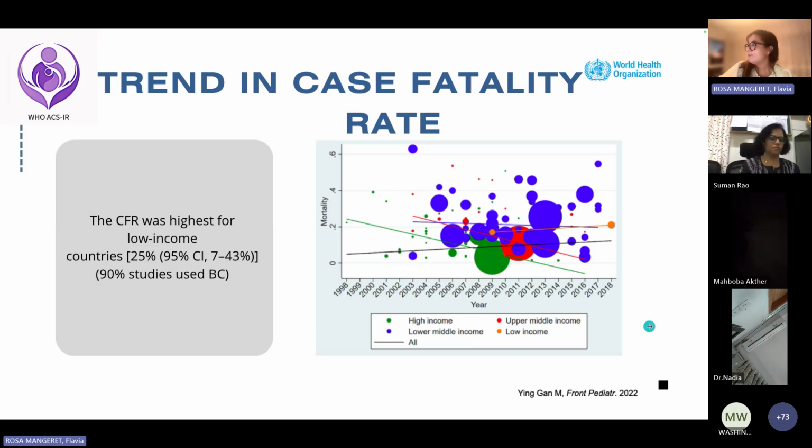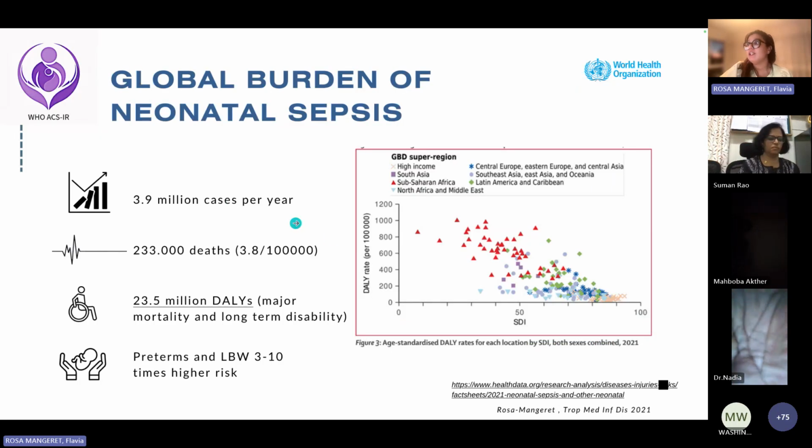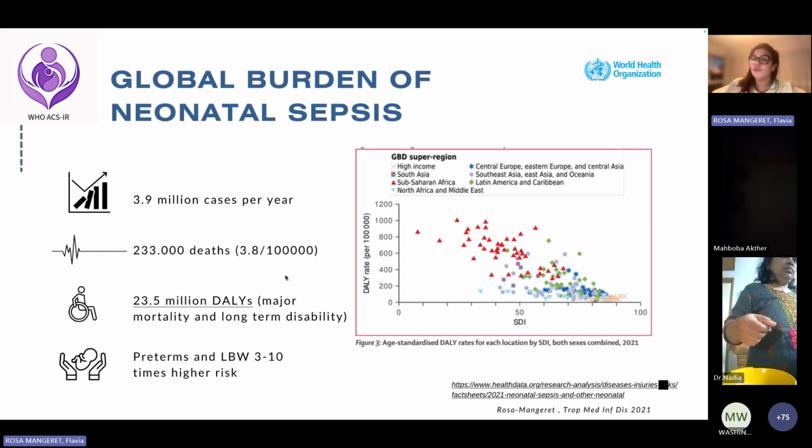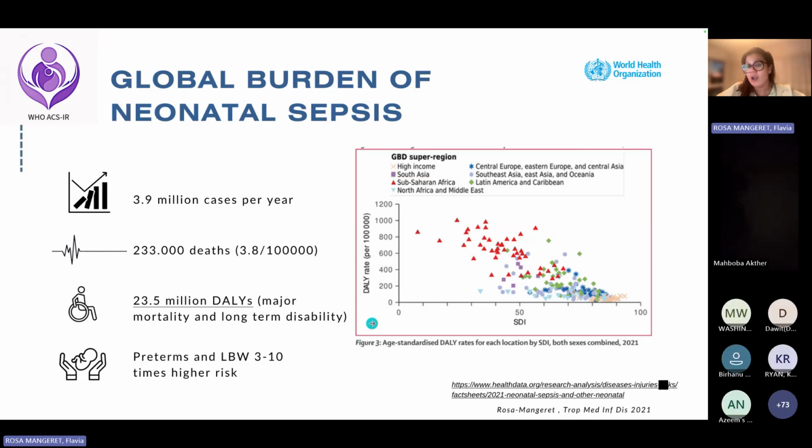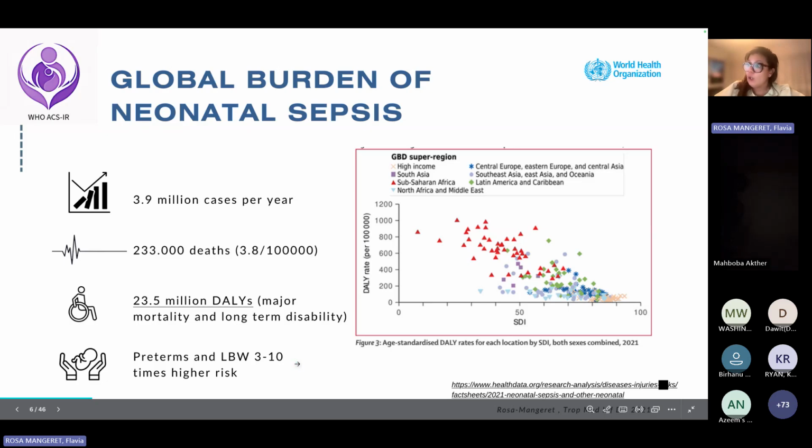And we know that sepsis is causing a lot of deaths per year. So we have about 3.9 million cases of neonatal sepsis per year in the world, with a different rate that has been described, considering proved infection and unproved infection, but there is a rate of about 300,000 deaths per year, and with a major mortality and long-term disability associated to sepsis. So it's not that we treat the infection, and the infection is gone, everything's fine, but every episode of sepsis carries a high risk of disability and mortality. And preterm babies and low birth weight babies have 3 to 10 times higher risk of sepsis.